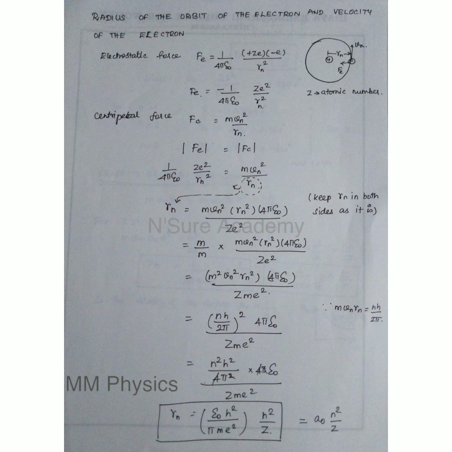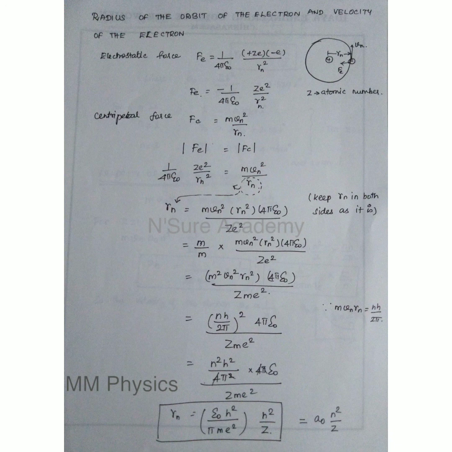Okay. The electrostatic force can be given as Fe equals 1 by 4 pi epsilon naught times (+Ze) into (-e), which is the force between the nucleus and the electron. The distance between the two is taken as Rn, and the atomic number is taken as Z here. Later we'll replace Z with 1 as we are taking the hydrogen atom. First, we'll consider the atomic number as it is. So plus Ze for the nucleus and minus e for the electron.